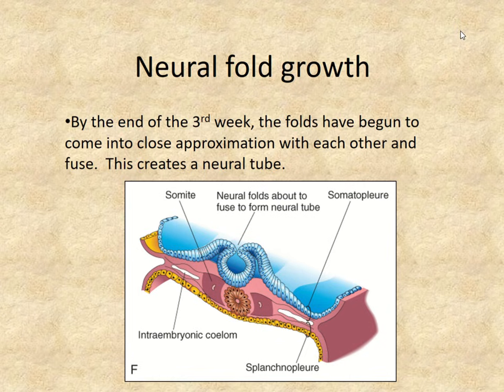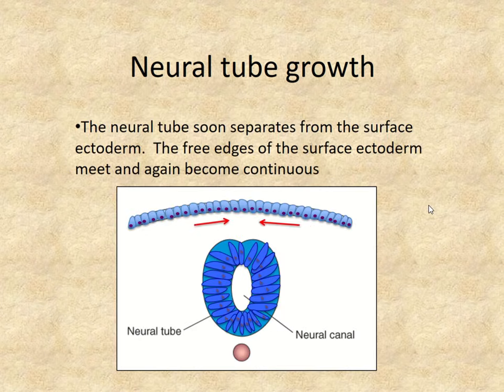Towards the end of the third week, these folds that are growing upward towards each other come in close approximation with each other, and it's going to change that neural plate into a neural tube. Then the tube is going to seem to sink down into the embryo. It's more like the embryo is growing. The ectoderm is going to come together and fuse with the other side, and it's going to make a continuous surface ectodermal layer, just like we had before.